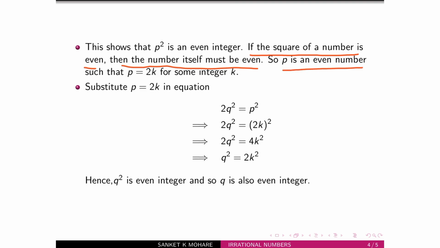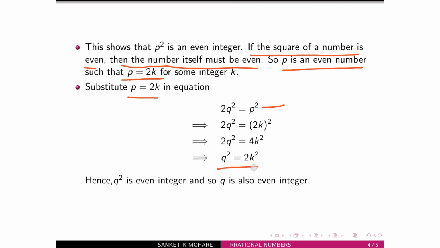So p is an even number such that p can be expressed as p is equal to 2k for some integer k. Substitute p is equal to 2k in the equation 2q square is equal to p square. Why p is equal to 2k? Because p is an even number, and an even number can be written in the form of 2k for some integer k. So if I put the value of p as 2k in this equation, I get 2q square is equal to 2k whole square. This implies 2q square is equal to 4k square, because 2 square is 4 and k square is k square. Now dividing both sides by 2, we get q square is equal to 2k square.